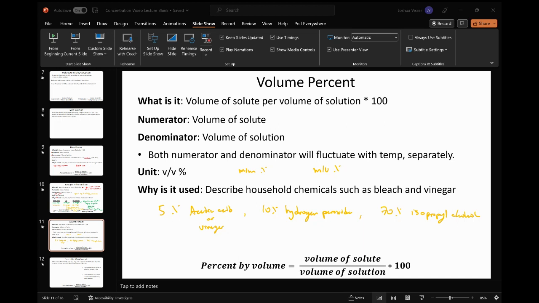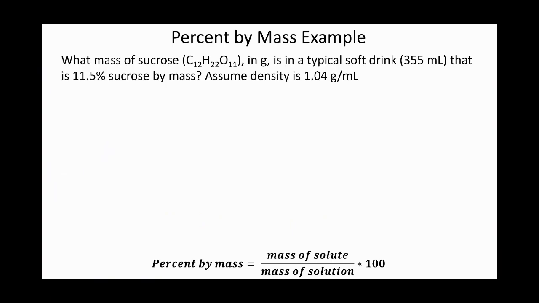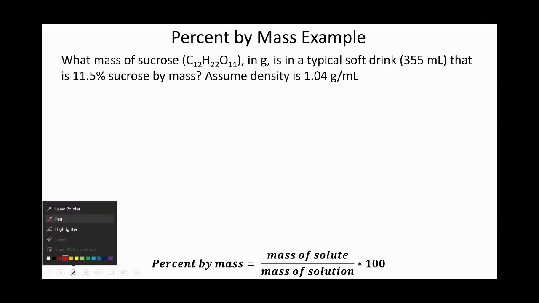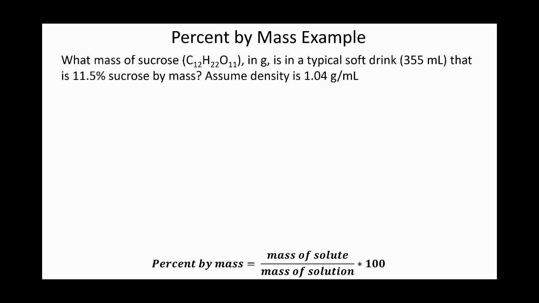All right, so in this video, we're going to look at a couple of examples using our mass and volume percentages, mostly focusing in this case on our mass percents. Here I'm going to do an example where I'm looking at what is the mass of sucrose, a form of sugar. So the question we're asking ourselves is, what is the mass of sugar in grams?